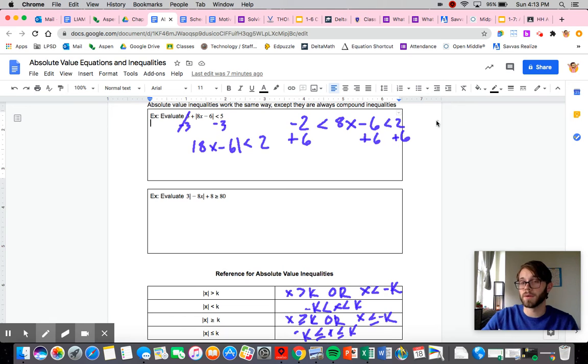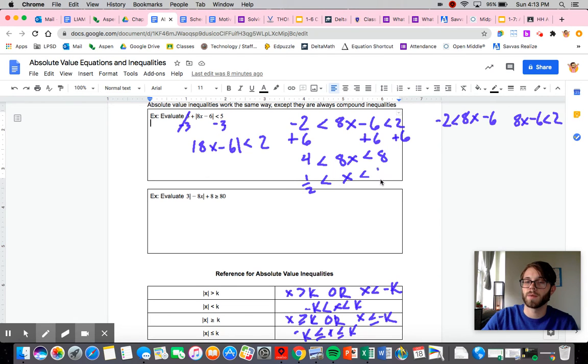If you would have rathered, you could have rewritten it like this, and then done 8x minus 6 is less than 2. That's fine as well, and could have done it this way. I'm just going to do it all in one go. So that should be 4 less than 8x, which is less than 8. And I divide everything by the 8. So I get 4 over 8, which is 1/2, less than x, which is less than 1.